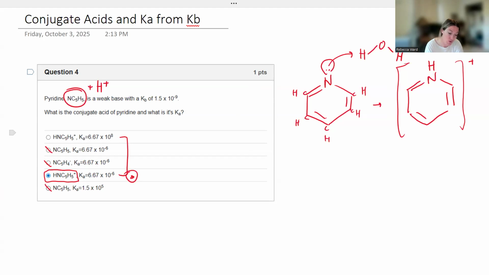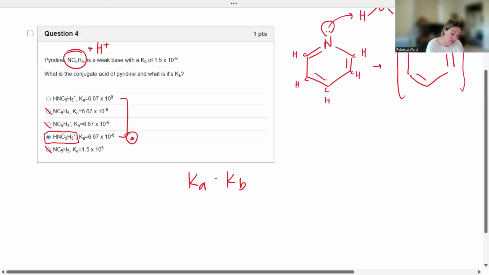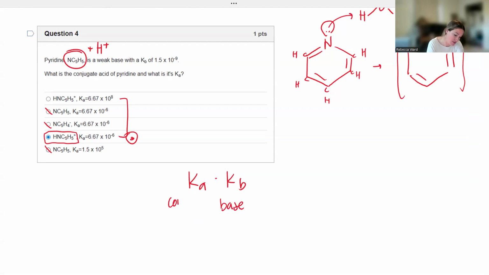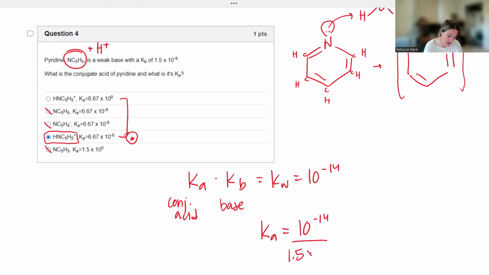It's weak. But the way you get that is you remember that the Ka of an acid times, well, let's do it the other way, because we started with a Kb. The Kb of a base times the Ka of its conjugate acid equals Kw, which is 10 to the minus 14th. Again, I didn't specify room temperature, but that is always assumed unless stated otherwise. So Ka of our conjugate acid will be 10 to the minus 14th divided by 1.5 times 10 to the negative 9th. That gave us the 6.67 times 10 to the negative 6th.